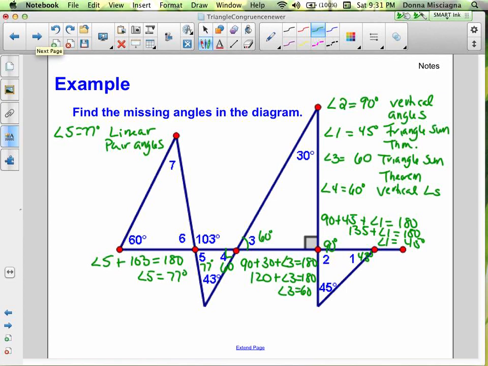All right, so now let's find angle 6. We can find it two ways. I could either notice that angle 6 and 103 are a linear pair, so what must angle 6 be? Or I can notice that these are vertical angles. Either way, angle 6 is 77 degrees as well. And I'll say vertical angles because I didn't solve it out.